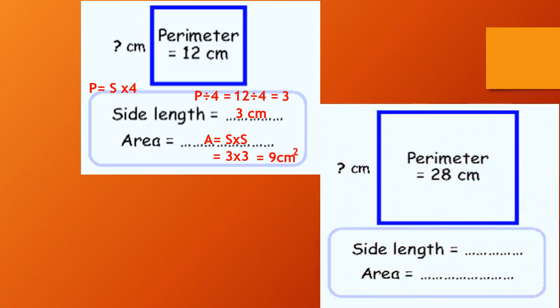The perimeter of this square is 28 centimeters, so perimeter equals side by 4. To know the side length, we have to divide the perimeter by 4. 28 divided by 4 equals 7, so the side length equals 7 centimeters. The area of this square, side by side, 7 by 7 equals 49 centimeters squared.